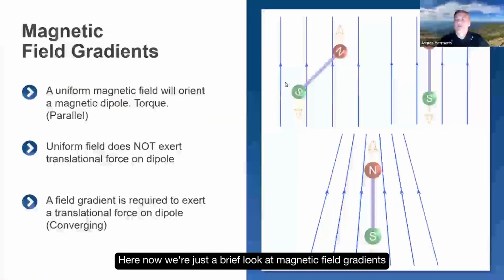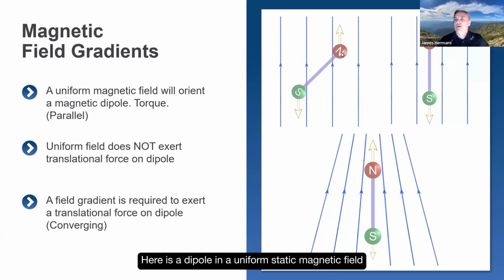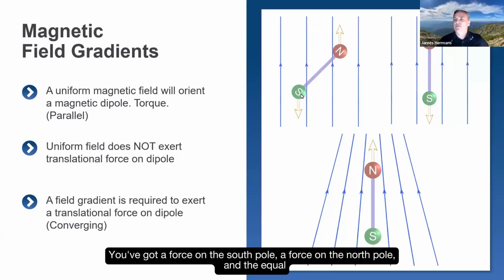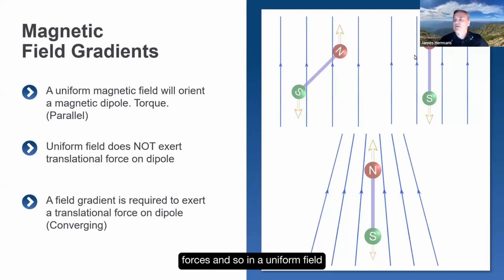And here now we'll just have a brief look at magnetic field gradients. So this is another, when you have the close interaction of alternating poles, you get these stronger field gradients. So here is a dipole in a uniform static magnetic field, and you can tell it's uniform by the parallel lines. And you've got a force on the south pole, a force on the north pole, and they're equal forces. And so in a uniform field, this dipole will just experience a torque force, and it will turn around to align to the field lines. And so it will just experience a torque.